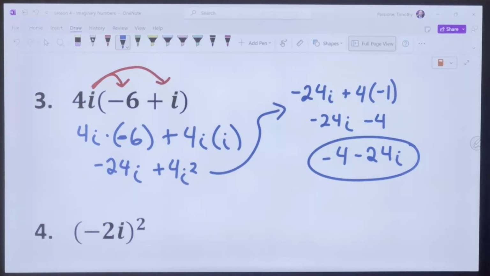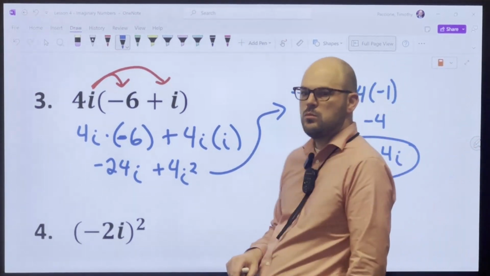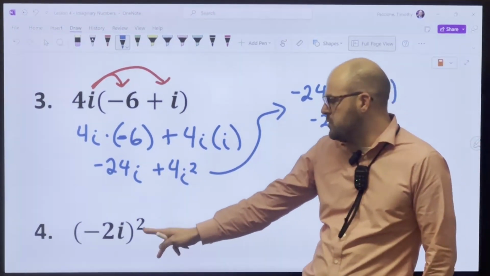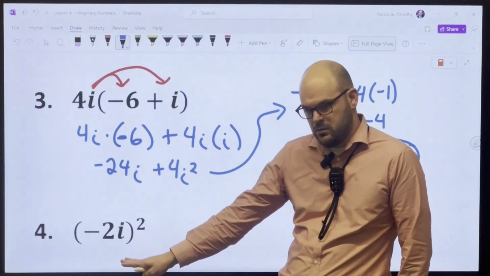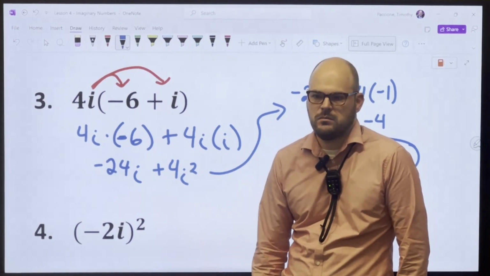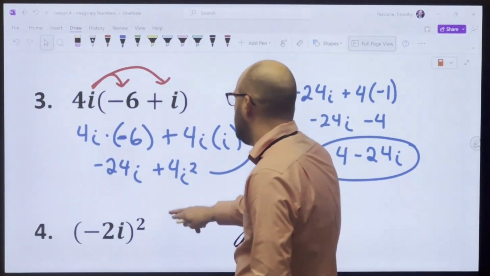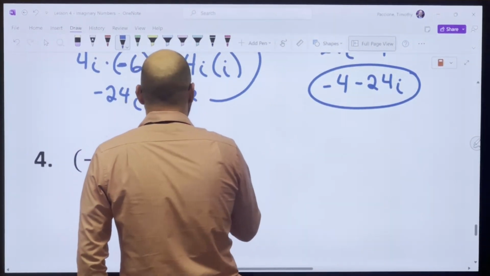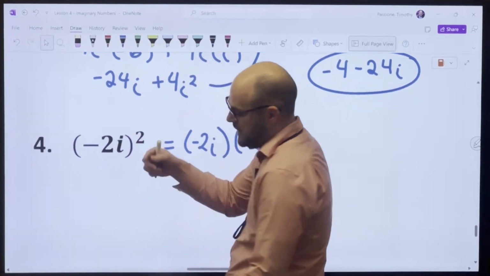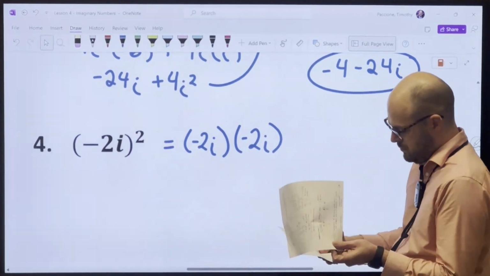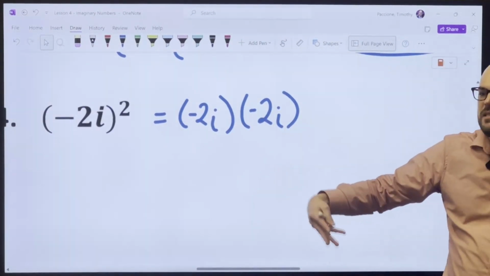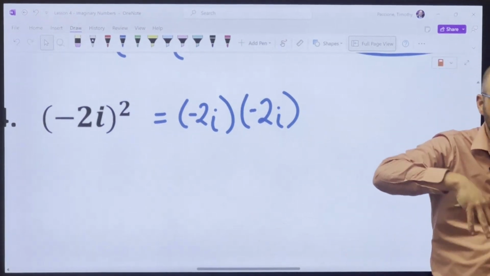All right, a couple more. All right, next one. If I have -2i squared, what's a more clear way to write what is really happening there? -2i times -2i, right? Now it just becomes almost like the previous one, because you do the multiplication, just like if you had -2x times -2x, you would multiply the numbers, you'd multiply the letters, and then you'd get your result.